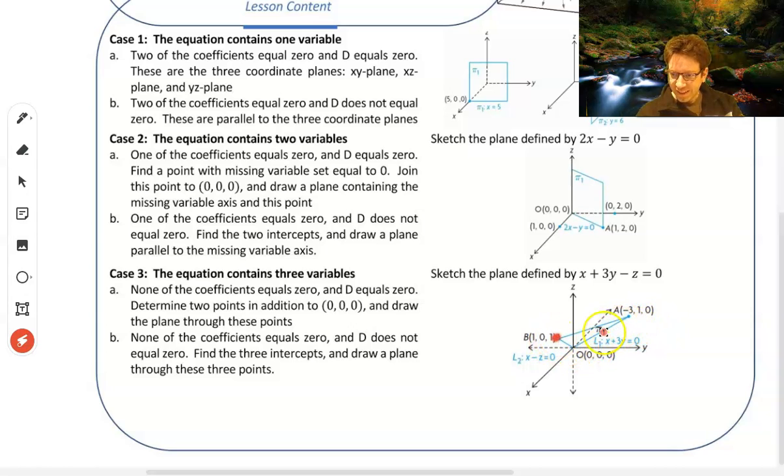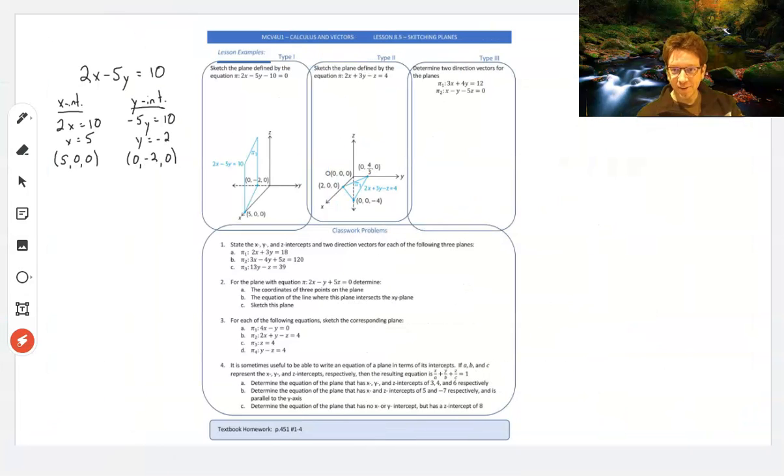And now we have 2 points, A and B. Connect them to 0, and then you have a nice triangle that you can extend outwards to infinity on that plane. Okay. Now, if d does not equal 0, we're going to find 3 intercepts and draw a plane through these 3 points. And that's the next example. So let's do that one.